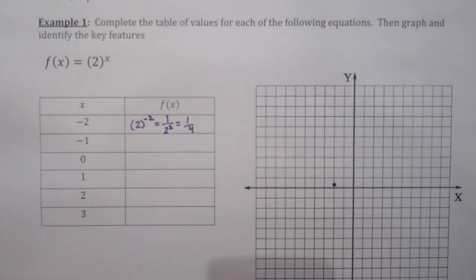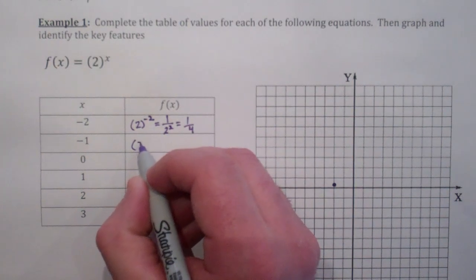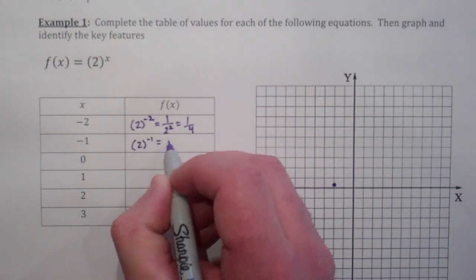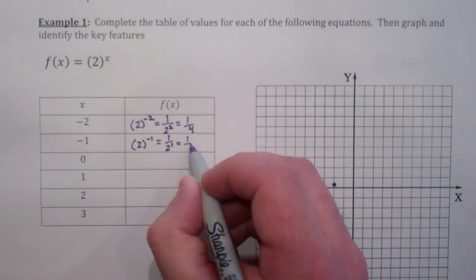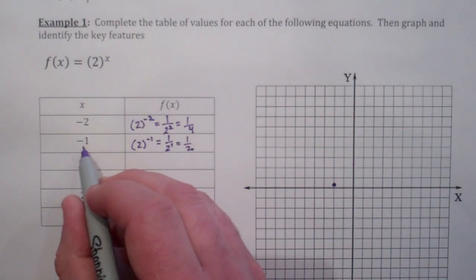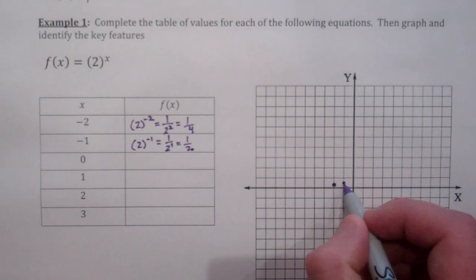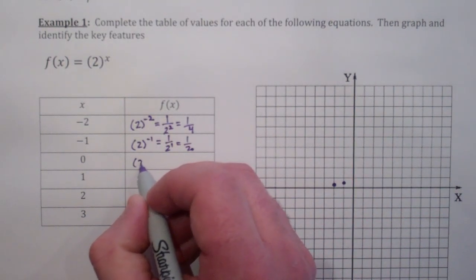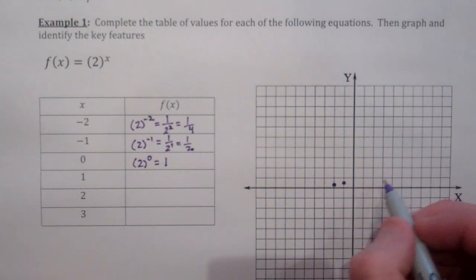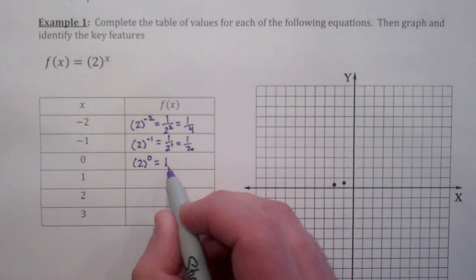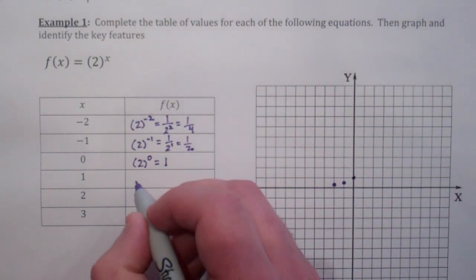When x is negative 1, we're going to take 2 and raise that to the negative 1 power, which is 1 over 2 to the first power, also the same as a half. So my x value is negative 1, my y value is a half. I'll go left 1, up a half. 2 to the 0 power is an easy one. Anything to the 0 power is 1. So when x is 0, my y value, or f of x, is 1. So I'll plot the point 0, 1.